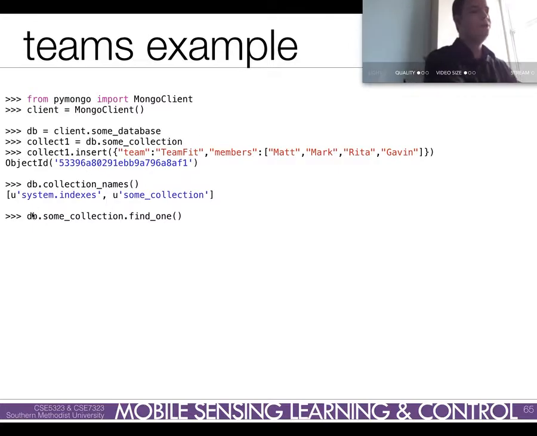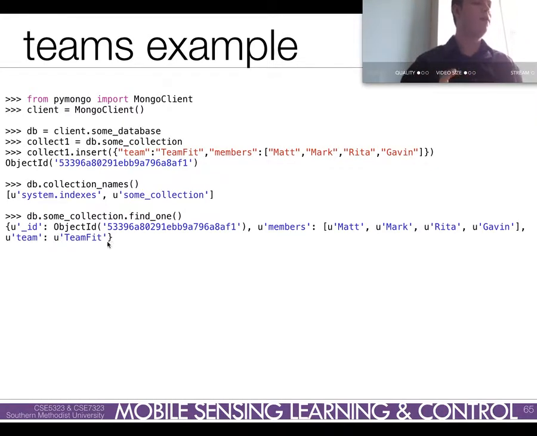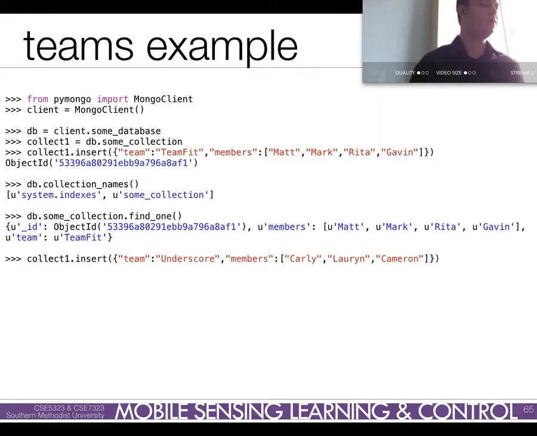So if I do db.sumCollection.find_one, what's it going to return? The very first document, and I've only entered one thing. So bam, it's going to give me back a dictionary that looks like this, where I've got the ID, which is an object ID right there, and then it's got the members of this team and the team name, which is team fit. So the entire thing comes back as a dictionary.